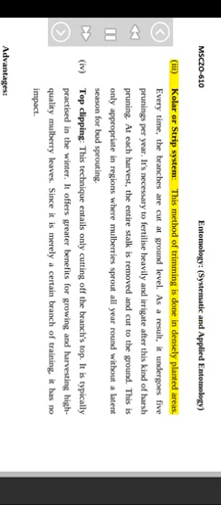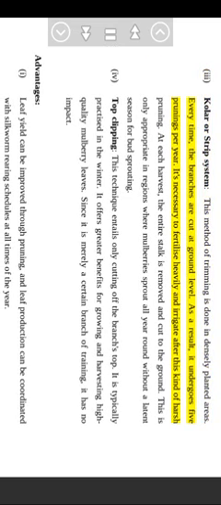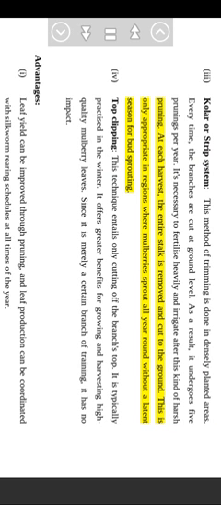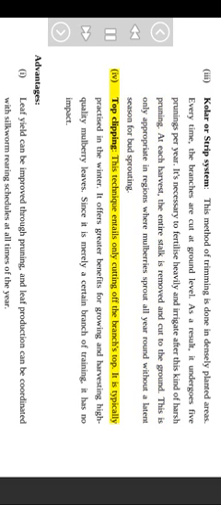Koehler or strip system. This method of trimming is done in densely planted areas. Every time, the branches are cut at ground level. As a result, it undergoes 5 prunings per year. It's necessary to fertilize heavily and irrigate after this kind of harsh pruning. At each harvest, the entire stalk is removed and cut to the ground. This is only appropriate in regions where mulberries sprout all year round without a latent season for bud sprouting.